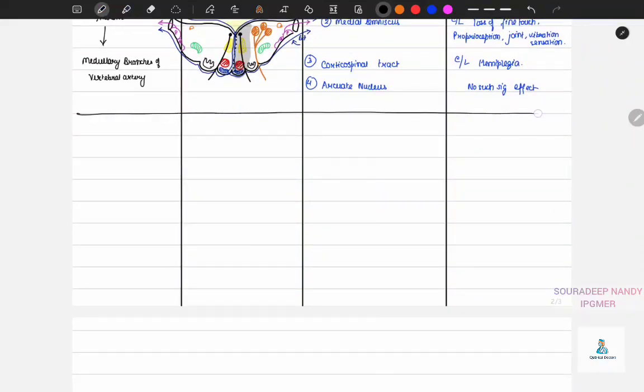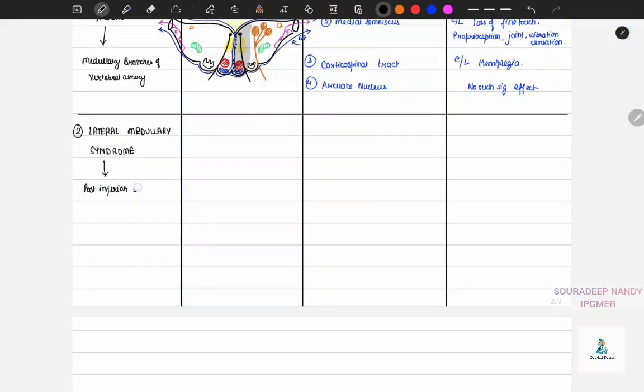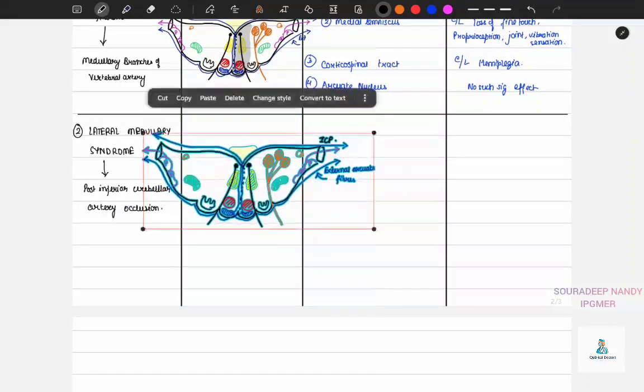Let us now see the lateral medullary syndrome. Number two, lateral medullary syndrome. The cause of lateral medullary syndrome is posterior inferior cerebellar artery occlusion. So let us see. Here is our drawing.